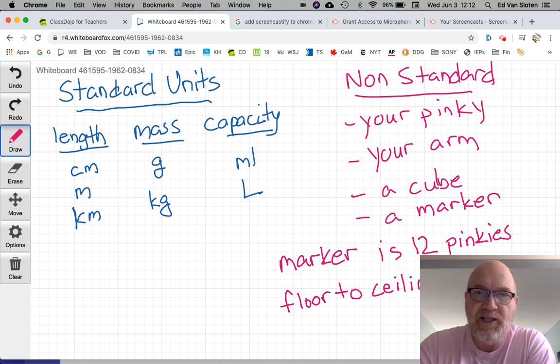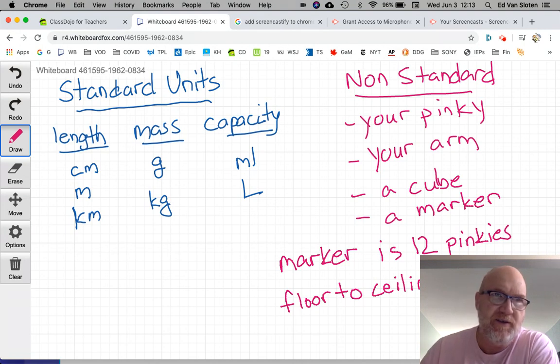Good morning. I had a question from a student, and the question was about non-standard units. So if you take a look in the blue over here, I've written what are standard units. For length, we have centimeters, meters, kilometers. For mass, a standard unit would be a gram or a kilogram. You could even add pounds, inches.